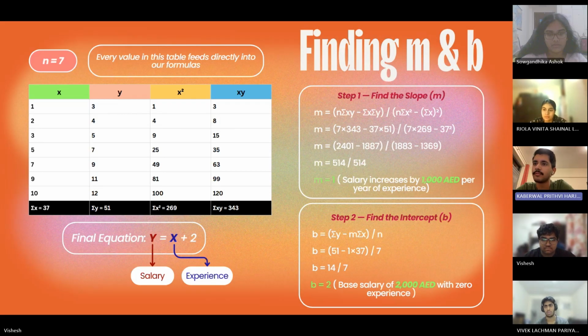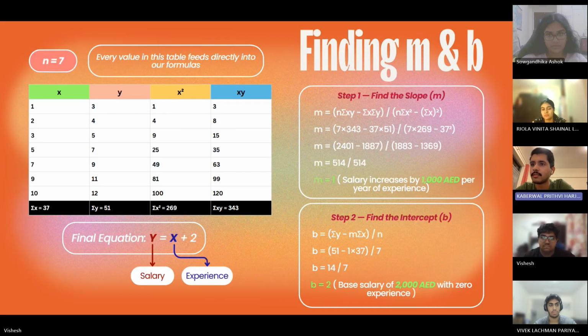So the first step is finding the slope m. The formula that Sugandhika showed is what we are going to use here. m is equal to n summation xy minus summation x summation y, the whole divided by n summation x squared minus summation of x the whole square. So we just need to put the values from the table into the formula. After putting the values, we get the final answer as m is equal to 1.